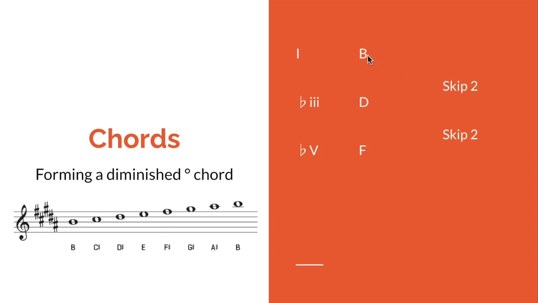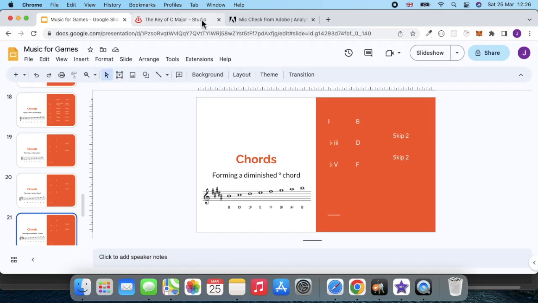So, play the B, that's our root note. Skip 2 semitones and play the next note, that's D. Skip another 2 semitones, play the next note, that's F. Just to summarize, a major chord is skip 3, skip 2. A minor chord is skip 2, skip 3. And a diminished chord is skip 2, skip 2.